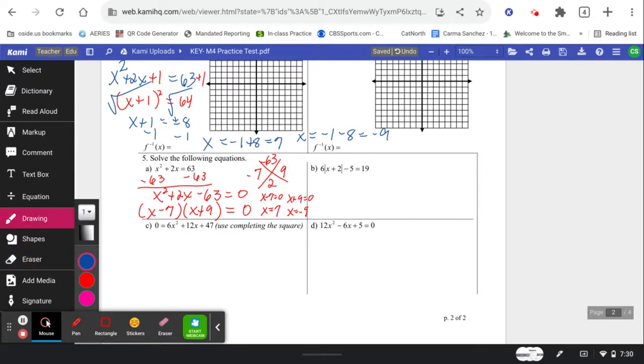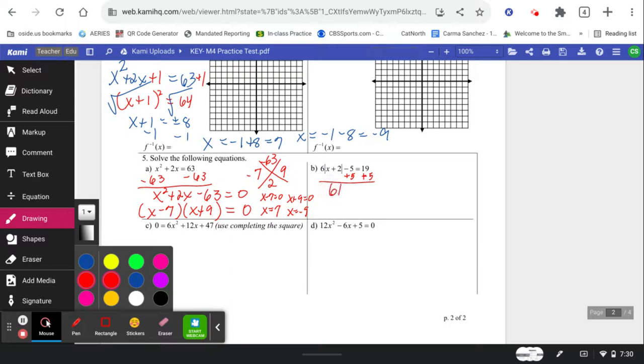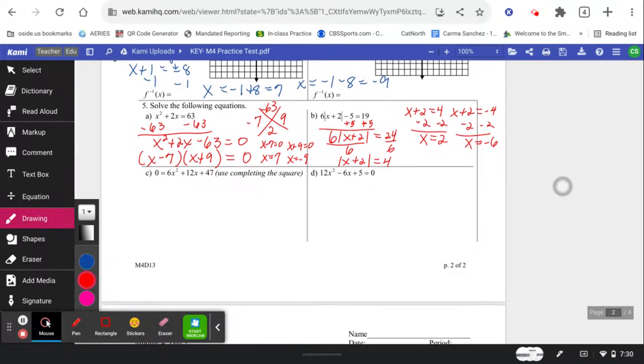Okay. Part B is the new absolute value equations we've been doing. So let's add 5 to both sides because we need to isolate the bars. It's not ready to split yet. Let's divide by 6. We get absolute value of x plus 2 equals 4. Now we're ready to split into x plus 2 equals positive 4 or x plus 2 equals negative 4 and solve for both solutions. And there they are, x equals 2 and negative 6.